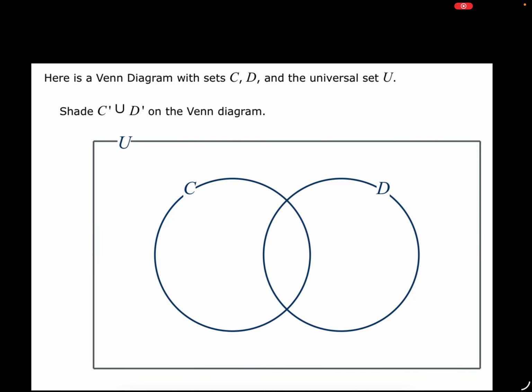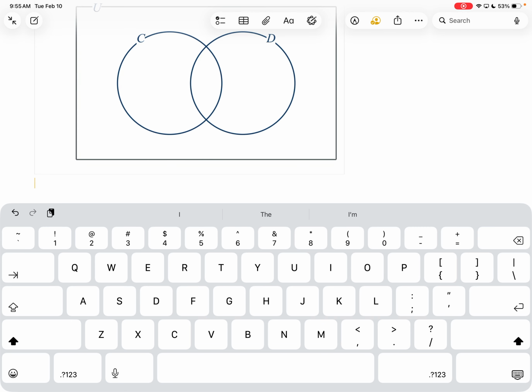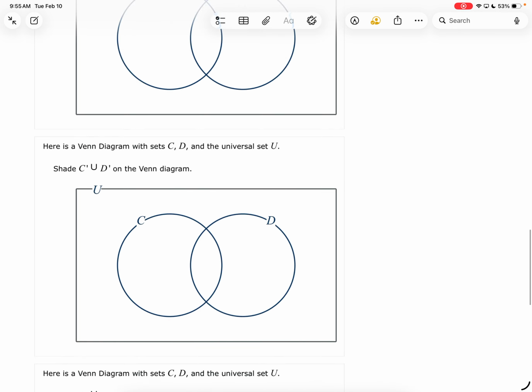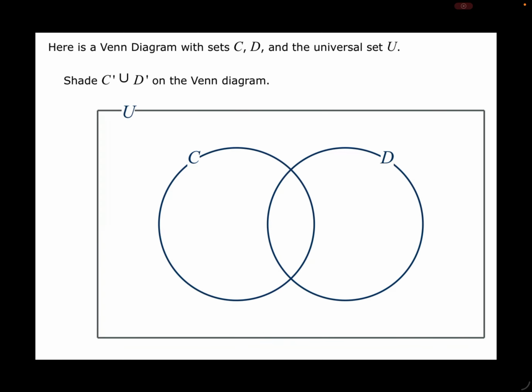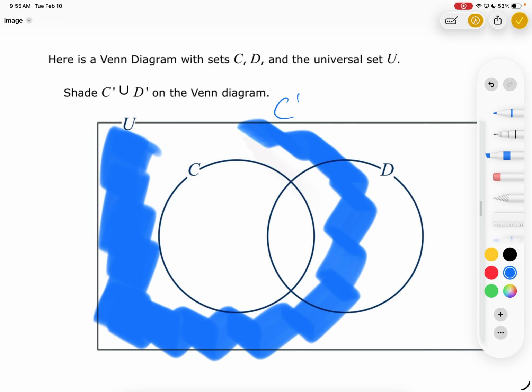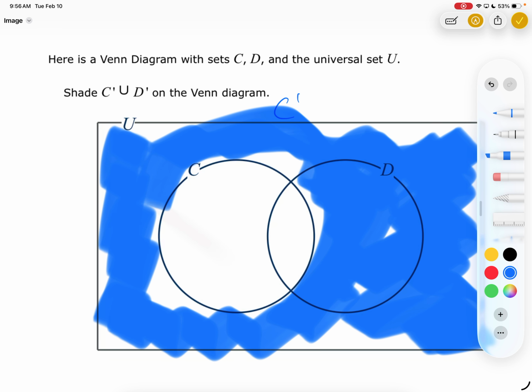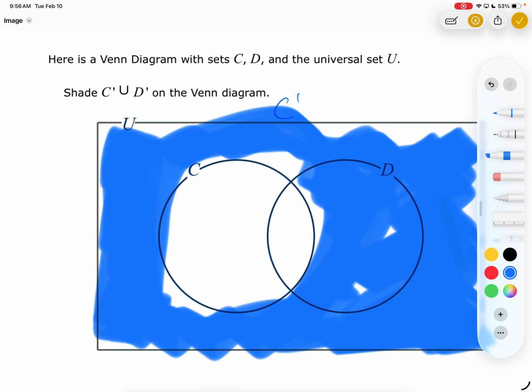Wait, let me do this real quick. Okay, so what I mean by draw it out is, it doesn't take that long to do. Let's just make this one be C naught. C naught would be everything outside of C. I don't have to draw it perfectly, but get a good shape here.